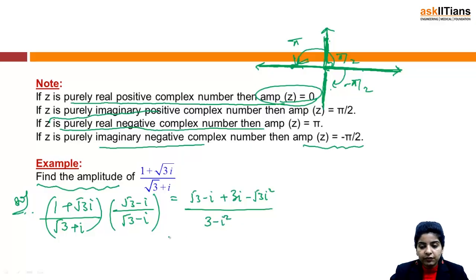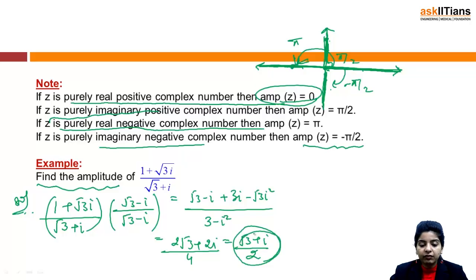So this gives me i square is minus 1, that is iota square is minus 1, and therefore minus becomes plus. So we have 2 root 3 plus 2i by, again iota square is minus 1, so we have 4. So this becomes root 3 plus i by 2.